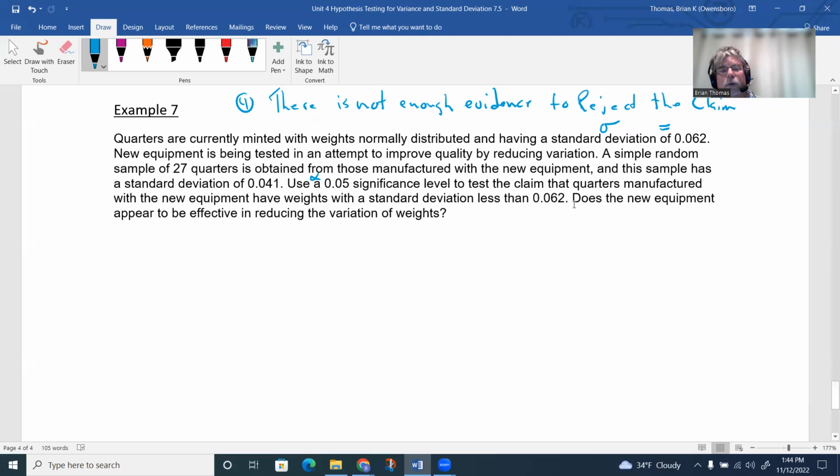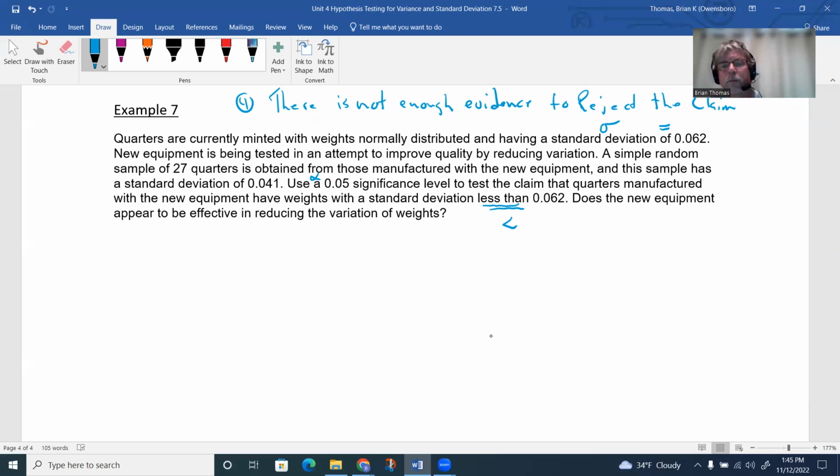The task is to test the claim that quarters manufactured with the new equipment have weights with a standard deviation less than 0.062. So actually their claim is down here that they're looking for, not up here. They kind of moved the claim on us. So we want to be less than 0.062. That's what we're looking for.